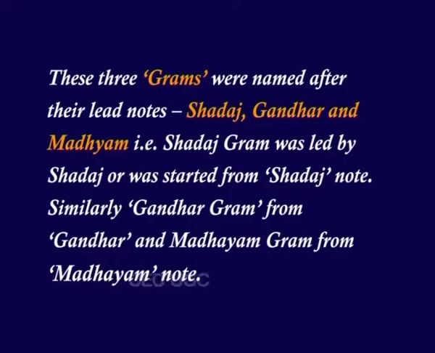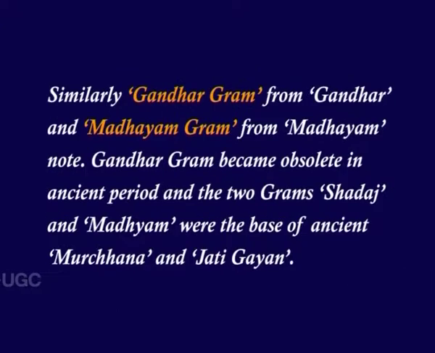Actually, in the ancient period, 3 Grams existed, Shadaj, Gandhar and Madhyam, using Sa, Ga and Ma as their main notes respectively. These 3 Grams were named after their lead notes. That is, Shadaj Gram was led by Shadaj or started from the Shadaj note. Similarly, Gandhar Gram from Gandhar and Madhyam Gram from Madhyam.